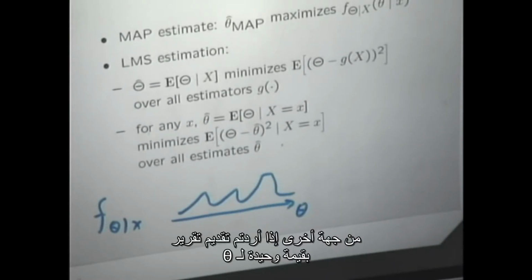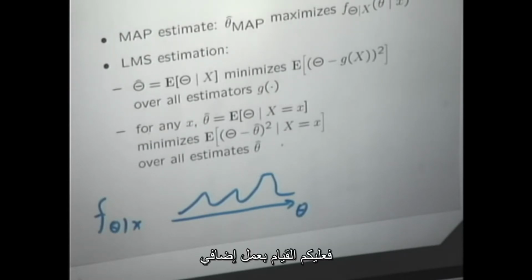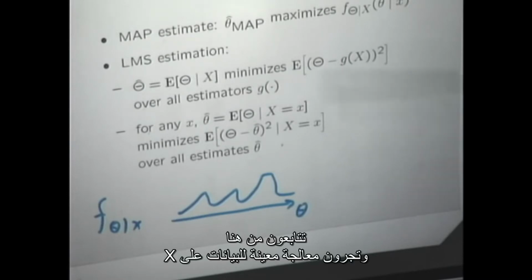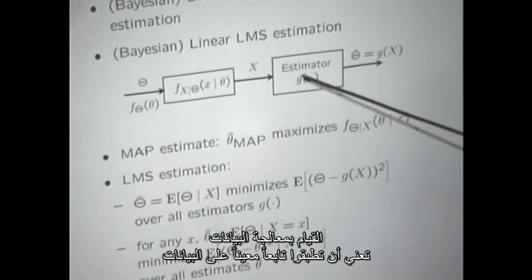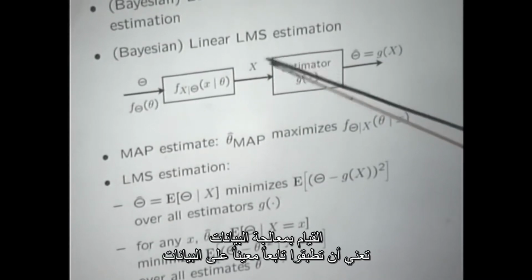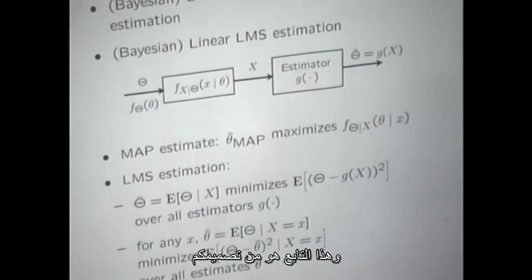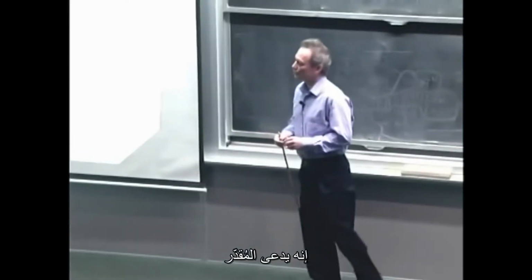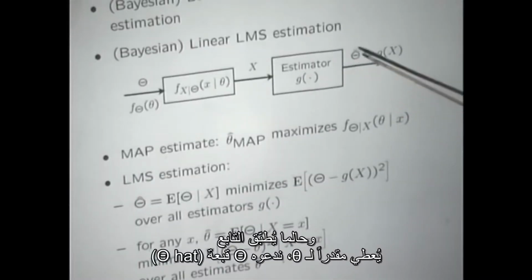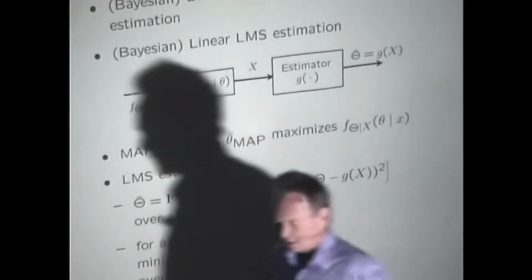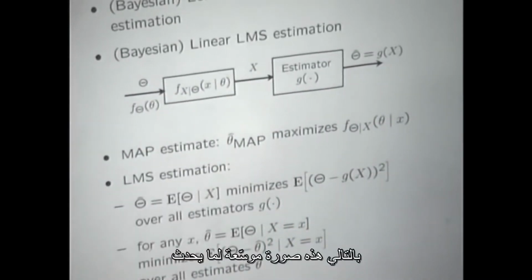On the other hand, if you want to report a single value for theta, then you do some extra work. You continue from here, and you do some data processing on x. Doing data processing means that you apply a certain function on the data, and this function is something that you design. It's the so-called estimator, and once that function is applied, it outputs an estimate of theta, which we call theta hat. Okay, so this is sort of the big picture of what's happening.